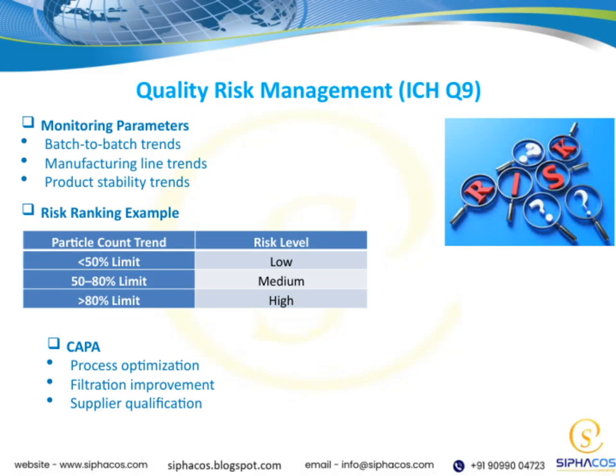Now, let's focus on CAPA, corrective and preventive actions. This is where we optimize processes, improve filtration, and qualify suppliers to keep quality on track. We monitor particle counts closely, using risk levels to guide us. Low risk is below 50% of the limit, medium between 50 and 80, and high risk above 80%. We follow quality risk management principles, tracking trends across batches, manufacturing lines, and product stability. This approach helps us rank risks clearly and act before issues escalate.